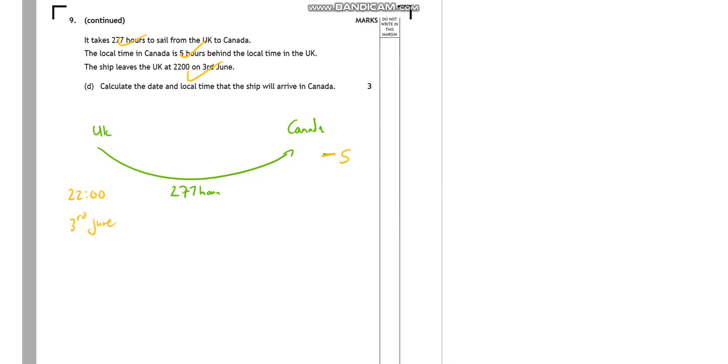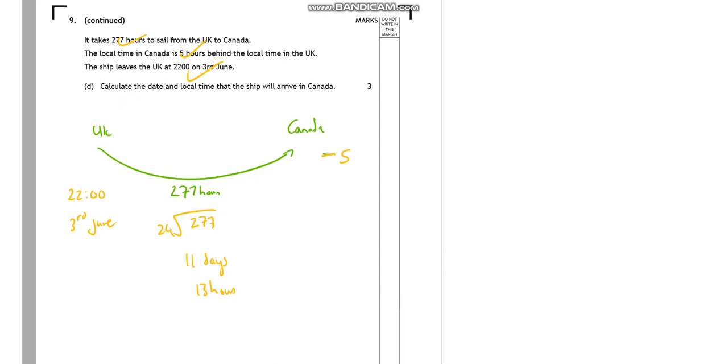So I've done that as well. When's it going to arrive? Well, we need to add on 277 hours first. So if I divide 277 by 24, I am going to end up with 11 days and 13 hours.